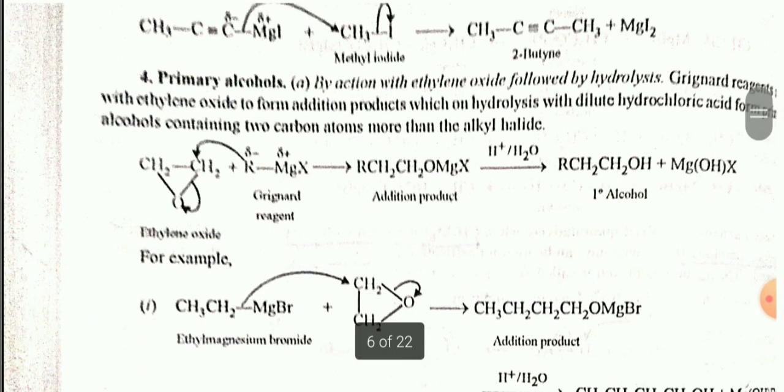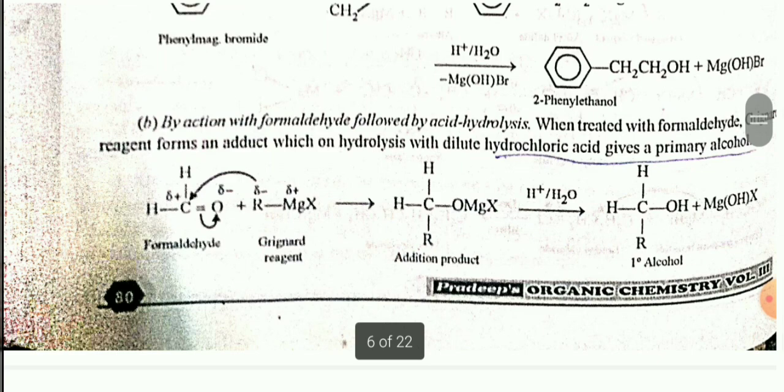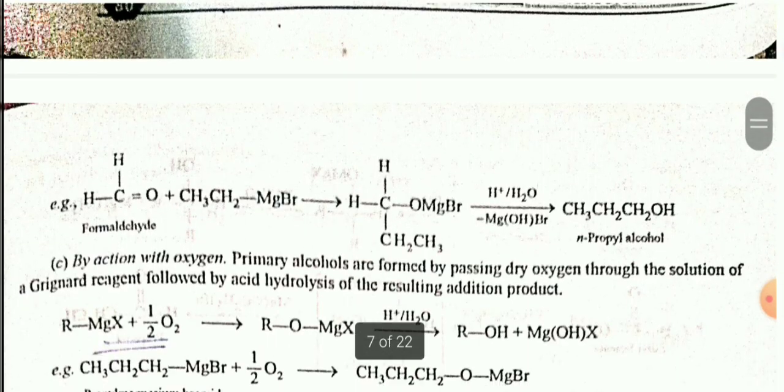Fourth, primary alcohols. A. By action with ethylene oxide followed by hydrolysis. Grignard reagent reacts with ethylene oxide to form an addition product, which on hydrolysis with dilute hydrochloric acid forms primary alcohols containing 2 carbon atoms more than the alkyl halide. B. By action with formaldehyde followed by acid hydrolysis. When treated with formaldehyde, Grignard reagent forms an adduct which on hydrolysis with dilute hydrochloric acid gives a primary alcohol.